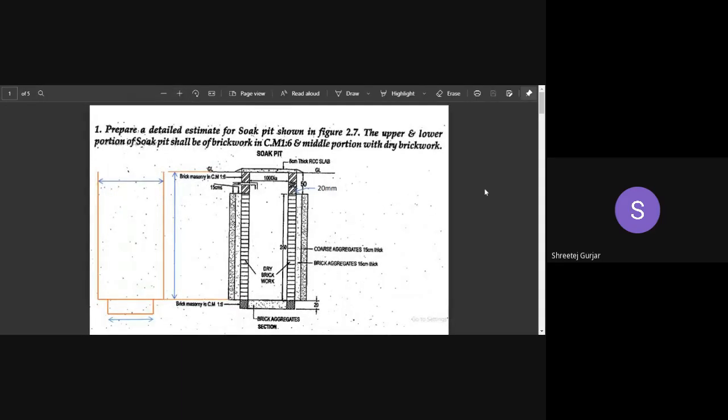Okay, I hope you can see the screen. Can you see the screen wherein you have a soak pit? Let me know whether it is clear. Yes, sir. Okay. So here you can see we are dealing with a soak pit, not with a septic tank.